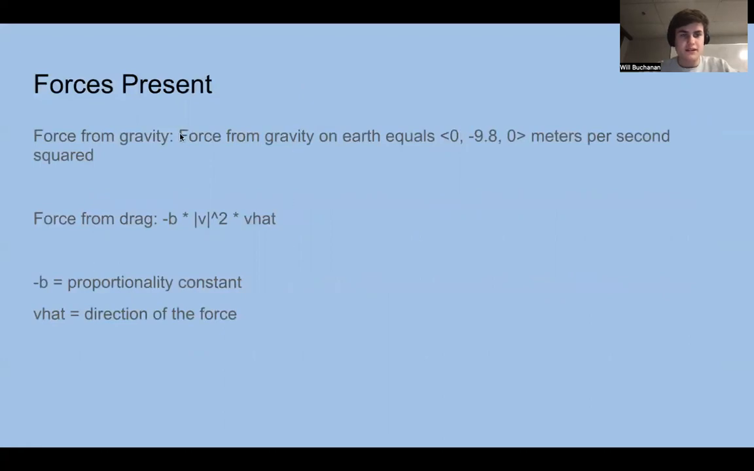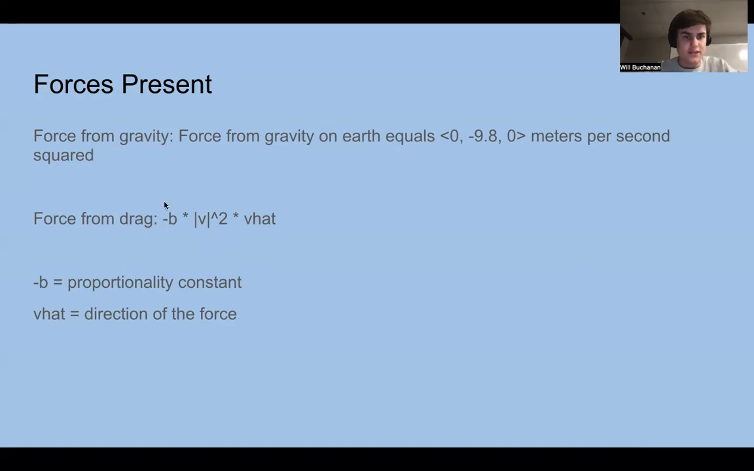And the forces present here are the gravity force, obviously, and that accelerates the object at negative 9.8 meters per second squared in the y direction. Then there's the drag force present, which for this lab, we use the formula that drag essentially equals velocity squared. So as velocity ramps up, the drag force does so even much more than the velocity. And the proportionality constant is just to adjust to make sure the drag worked with our object in the computational model. And the v hat is just the direction of the force.